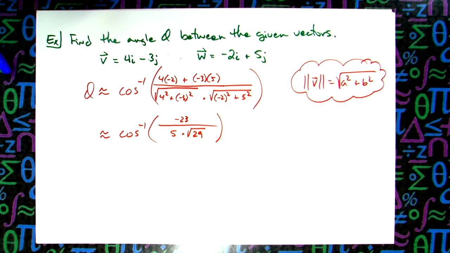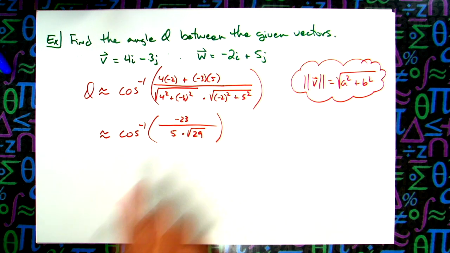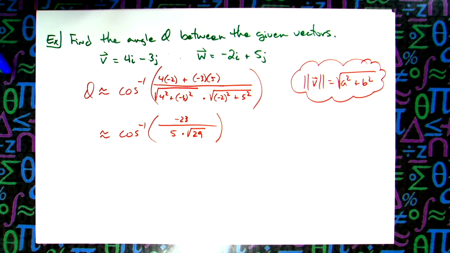Now I'm going to do inverse cosine. I'm going to put negative 23 on top. I'm going to put 5 square root 29 on the bottom.